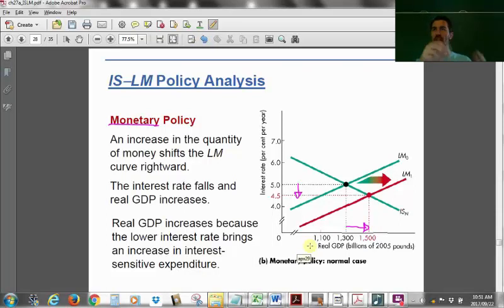That is called expansionary monetary policy. Why? Well, it increases output. It leads to economic growth. Well, short term, maybe long term. We'll talk about that now.